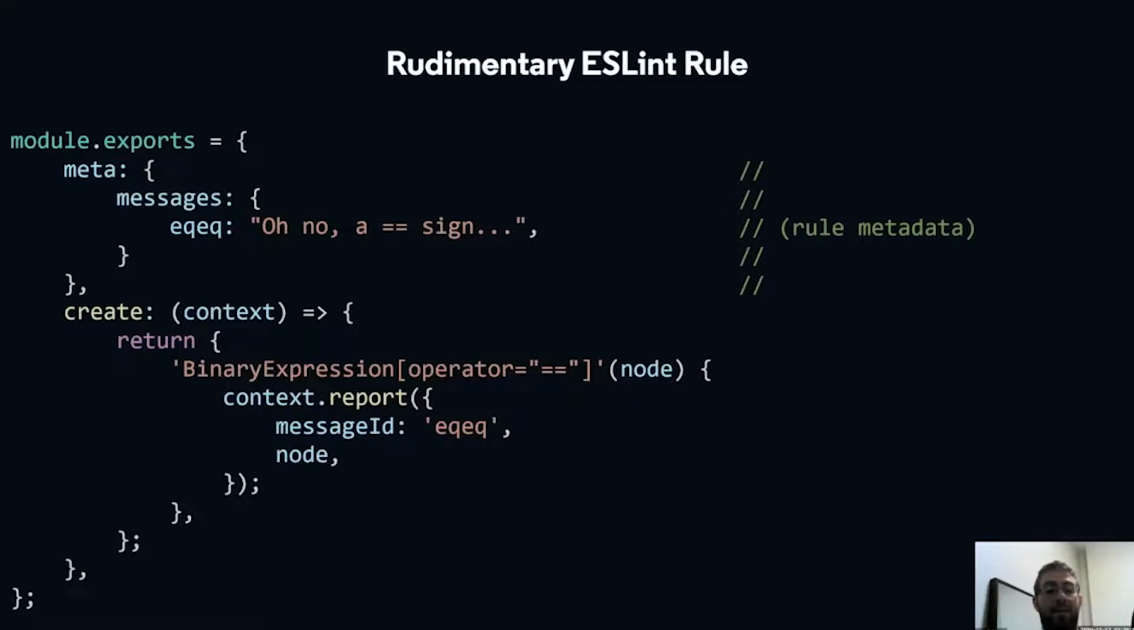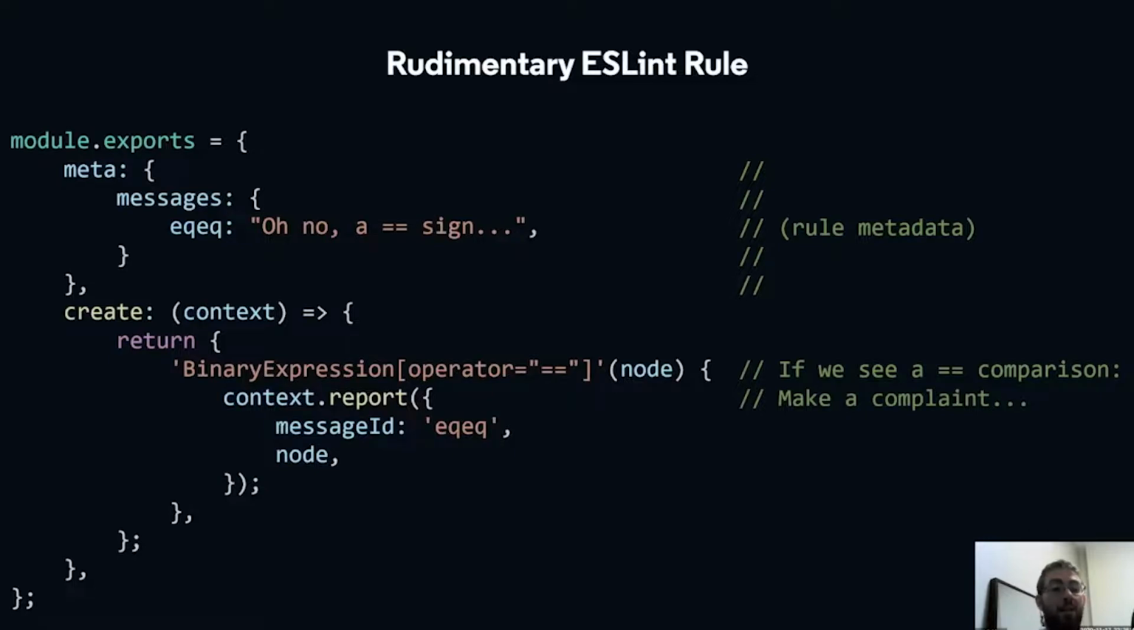ESLint passes this a context, which we can see later is used to report an error. The rule uses this little query syntax. Every time we see a binary expression with a double equal operator, which if you're familiar with CSS queries, looks pretty much like a CSS selector. That's a member of an object that's returned that takes in the node. So this node is a binary expression with a double equal sign operator. Because we're trying to ban that, we now make a complaint, context.report.